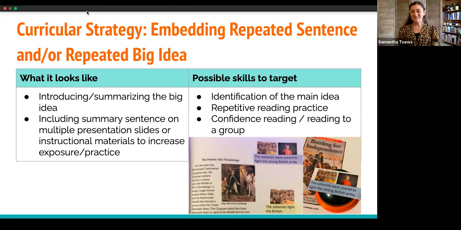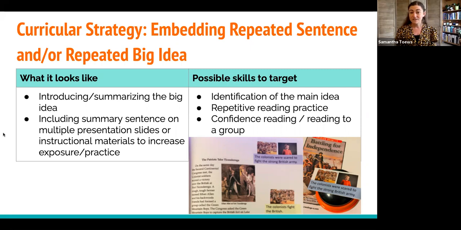Hi everybody, I'm Sammy Taves and I am a professor of special education at California State University Northridge. And I'll be talking a little bit about some curricular strategies to embed participation and learning of content within whole group or small group Zoom meetings during distance learning.